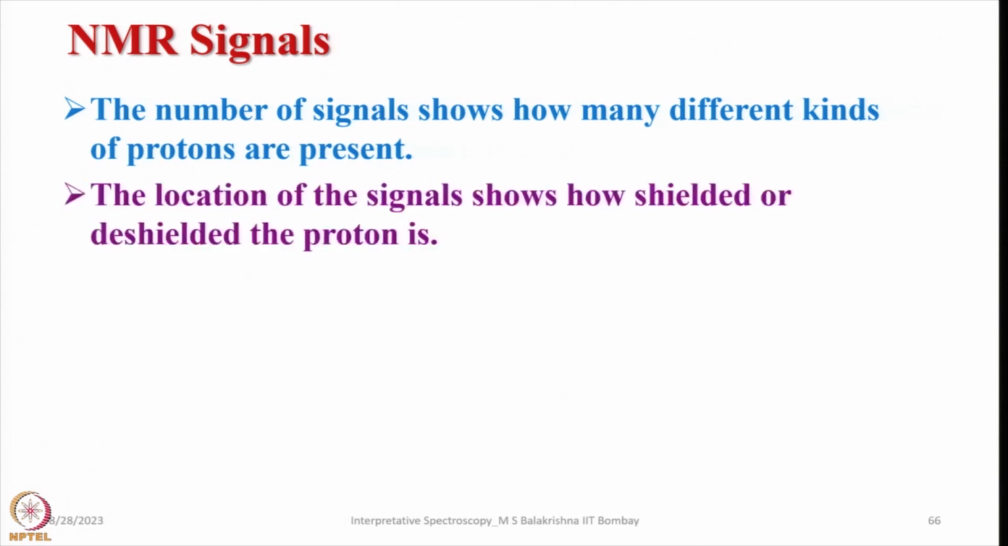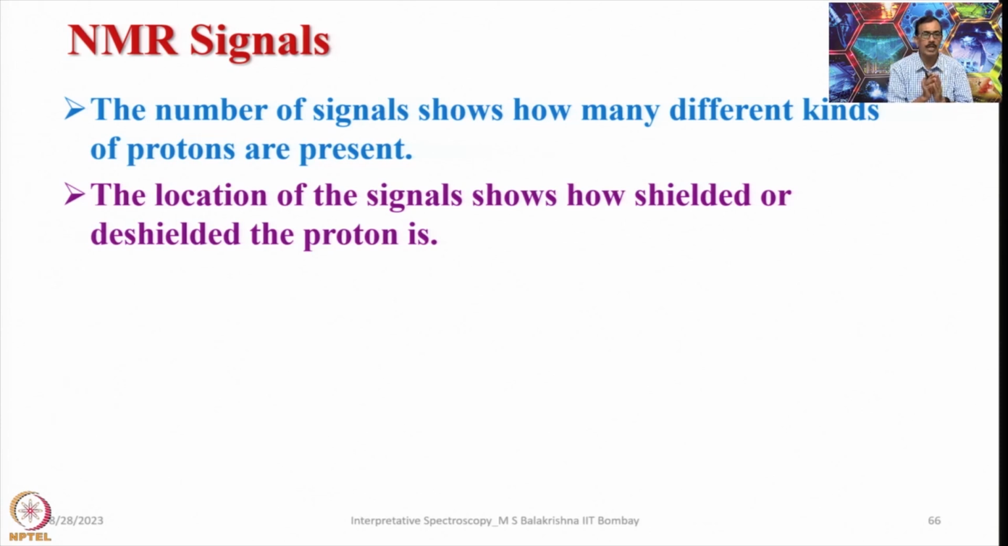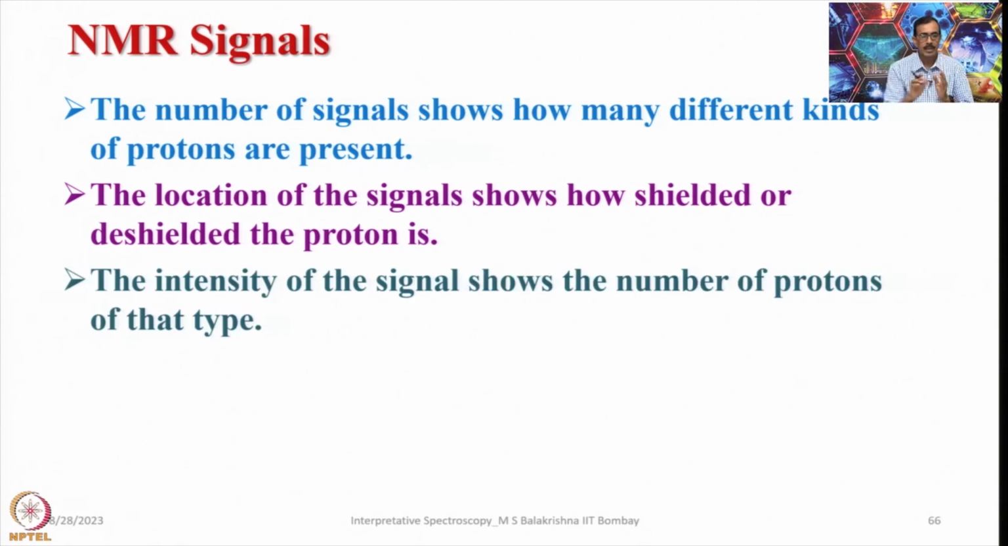Now the location of signals shows how shielded or de-shielded the proton is. The first information is how many groups are there, and the next is where they are appearing in the NMR spectrum. The location of signals also indicates whether they are shielded or de-shielded. And then the intensity of the signal shows the number of protons of that type.